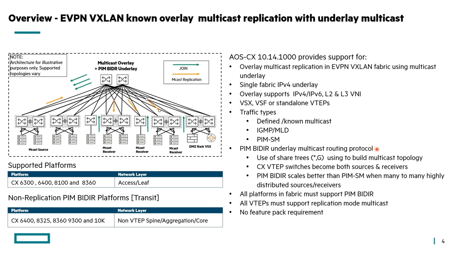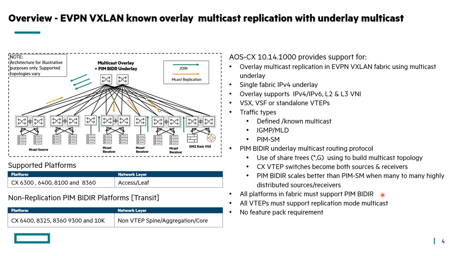So for the underlay, the multicast routing protocol will be PIM bidirectional. And this uses a shared tree, star comma G, to build the multicast topology. And in fact, the CX VTEP switches themselves become the sources and receivers, but you don't need to configure that essentially. Now, PIM bidirectional scales better than PIM sparse mode when we have many-to-many highly distributed sources and receivers, which is typical. Here we'll have sources and receivers distributed in the fabric.